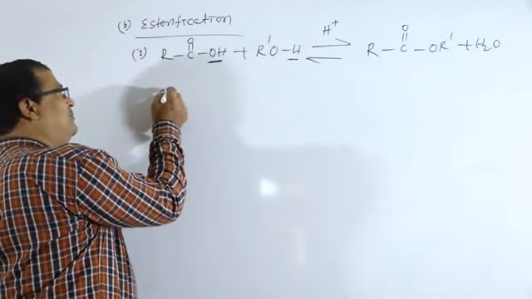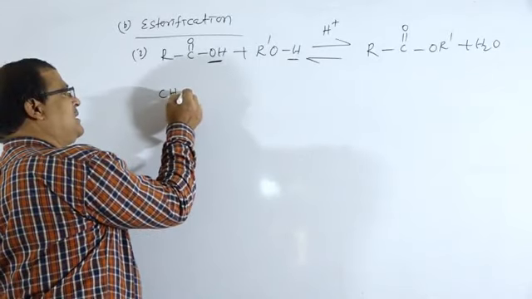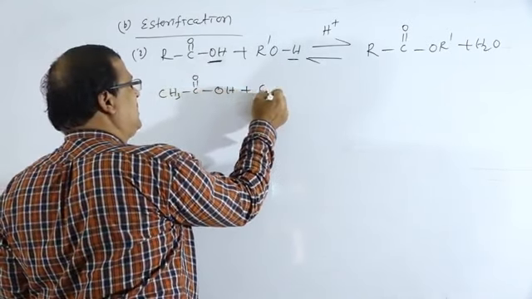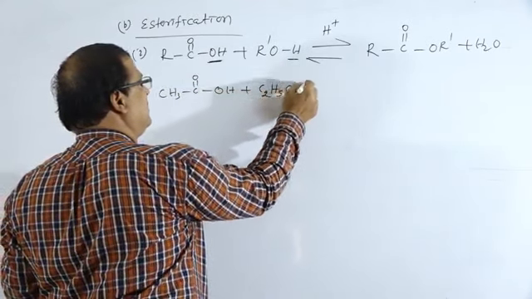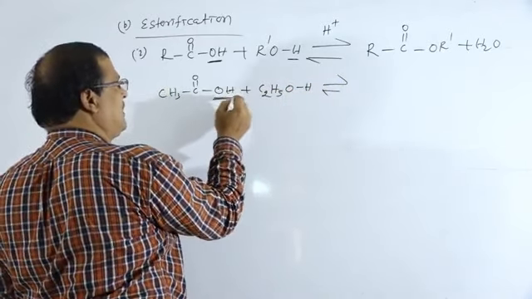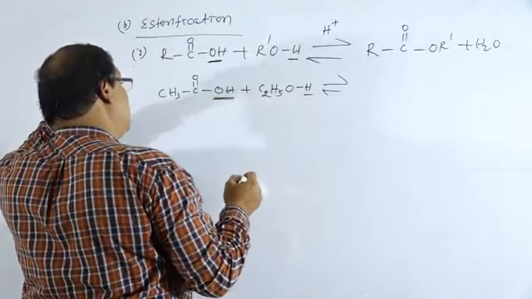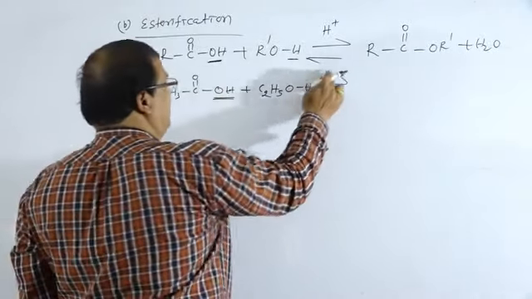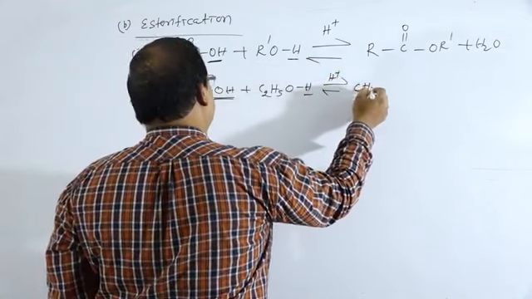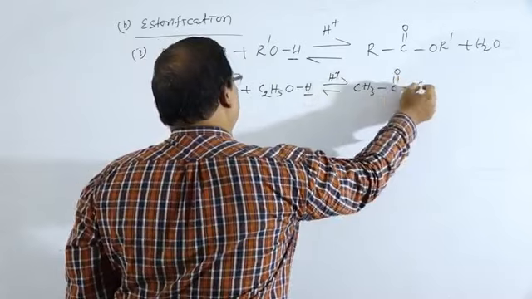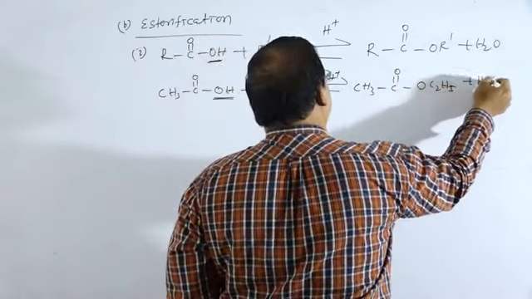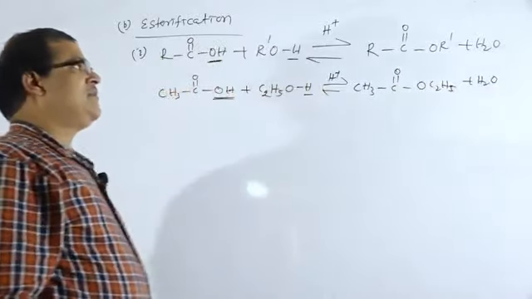For example, acetic acid treated with ethyl alcohol, the OH part of the acid and the H part of the alcohol, in the presence of mineral acid, H+, there is formation of CH3COOC2H5 plus water. There is the formation of the ester.